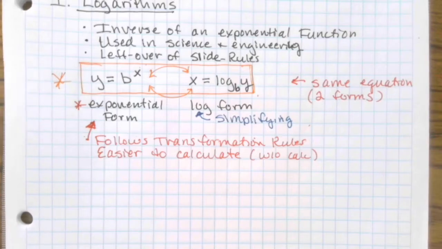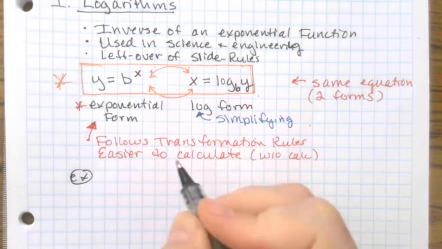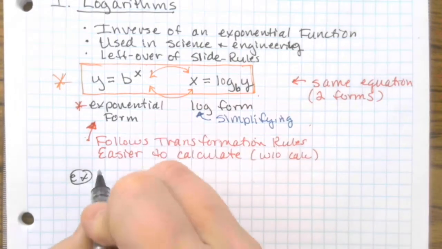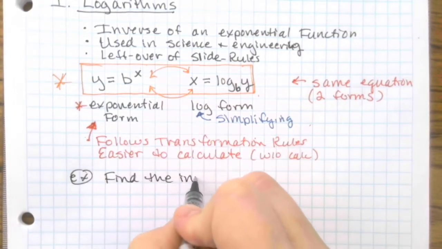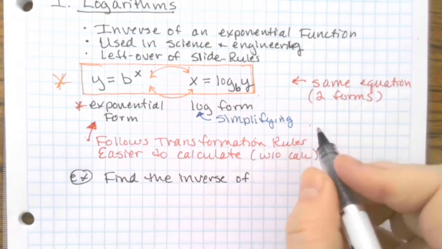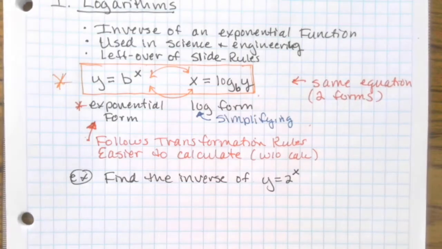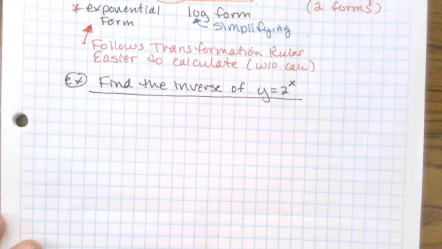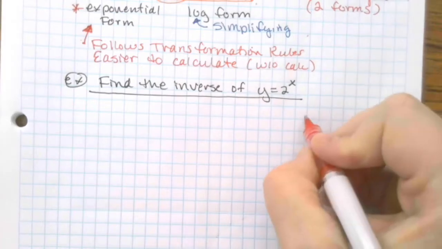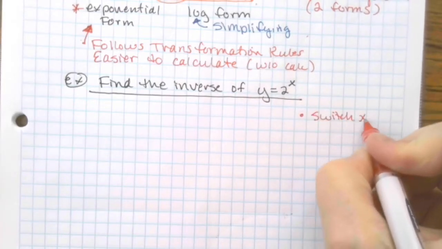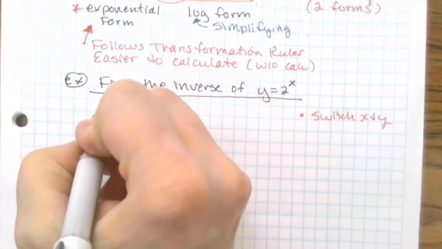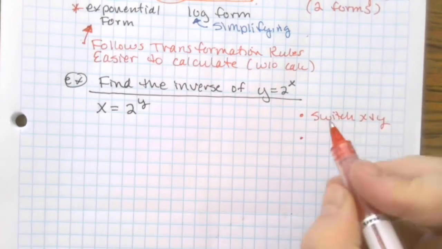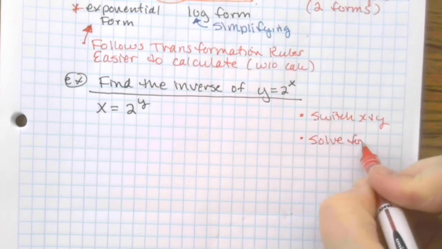Okay, so let's do an example. We're going to find the inverse of an exponent, y equals 2 to the power of x. And we haven't done inverses for a long time, so I want to go through this one with you. So when you do an inverse, first thing you do is you switch the x and the y. So I'm going to make this into x equals 2 to the power of y. Then, when you're doing an inverse, you need to solve for y.